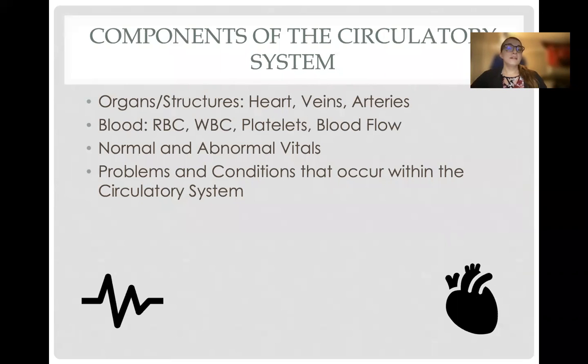Breaking down the blood, there are red blood cells, white blood cells, and platelets, and again, I'll be looking at the blood flow. So when you see RBC or WBC, RBC stands for red blood cell, WBC is white blood cell. I'll also go over normal versus abnormal vitals and problems and conditions that can occur within the circulatory system.